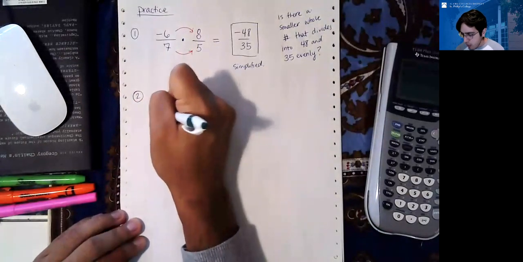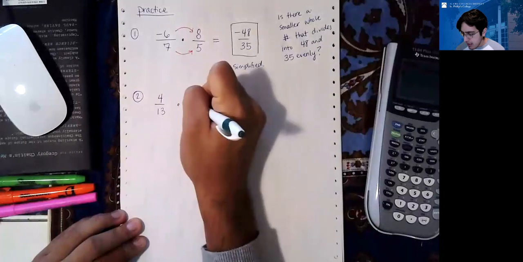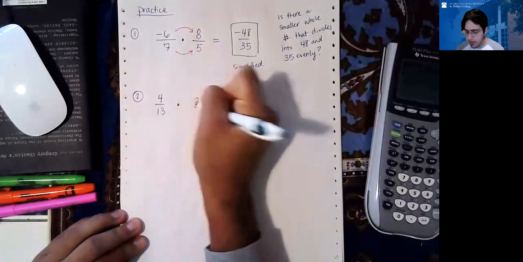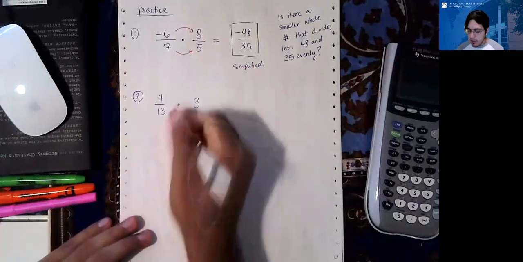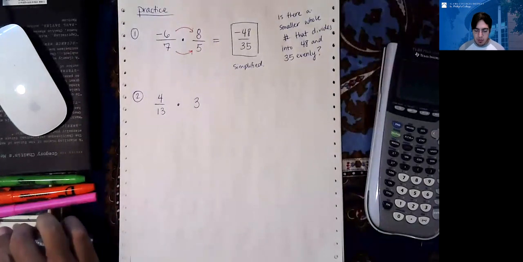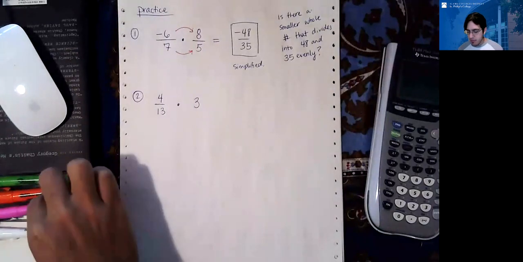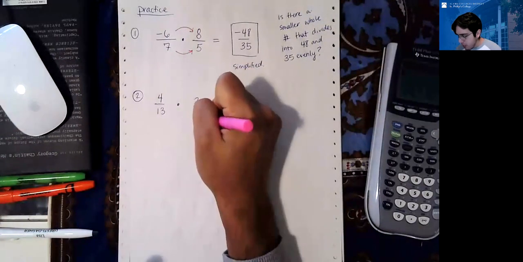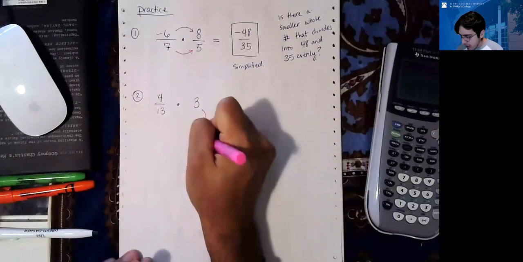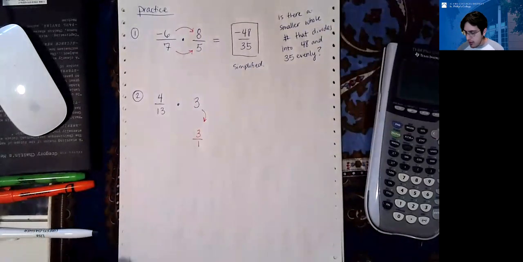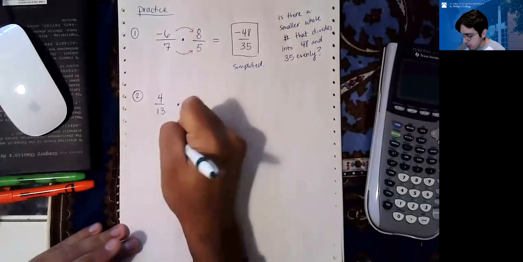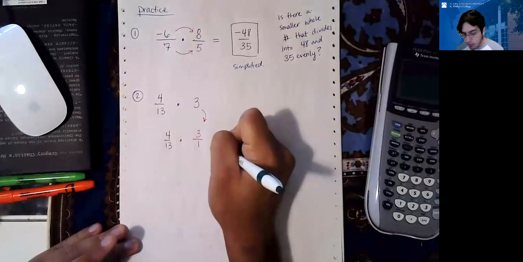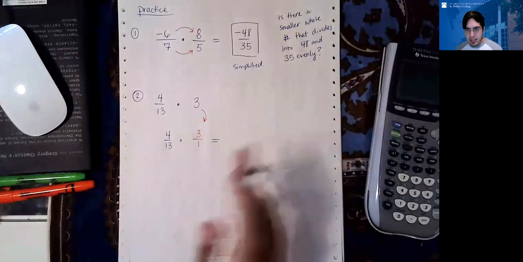Okay, let's do 4/13 times 3. Can anybody tell me how I need to handle this multiplication problem? What's the first thing I need to do? 3/1 to make it a fraction. Yeah, we need to take the whole number and write it as a fraction, so 3/1. So we'll have 4/13 times 3/1, and then we can get down to business.